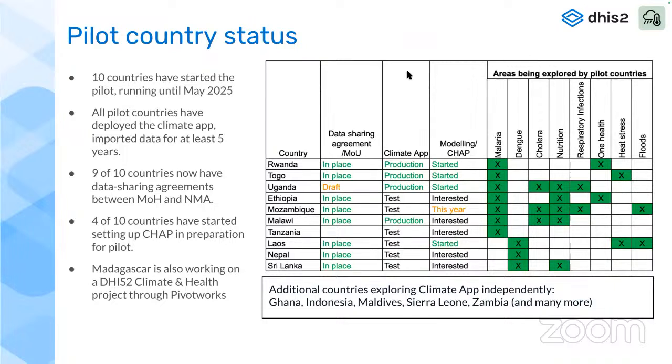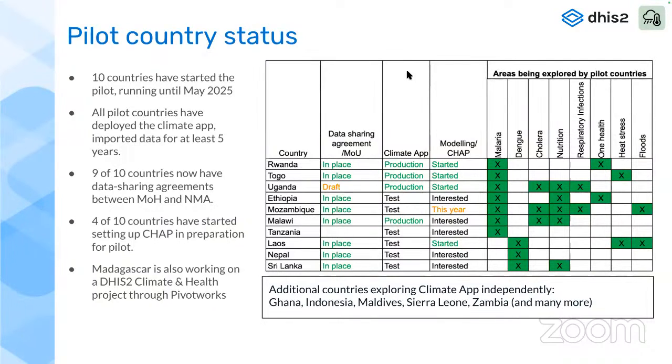But specifically for modeling, we have 4 countries that have already started stages of setting this up, and you can see Rwanda, Togo, Uganda, and Laos. So these countries have gone ahead to start testing the models. They've been able to already do some assessment of the models, and in the next few days or few weeks, we should be able to have this up and running in these countries.